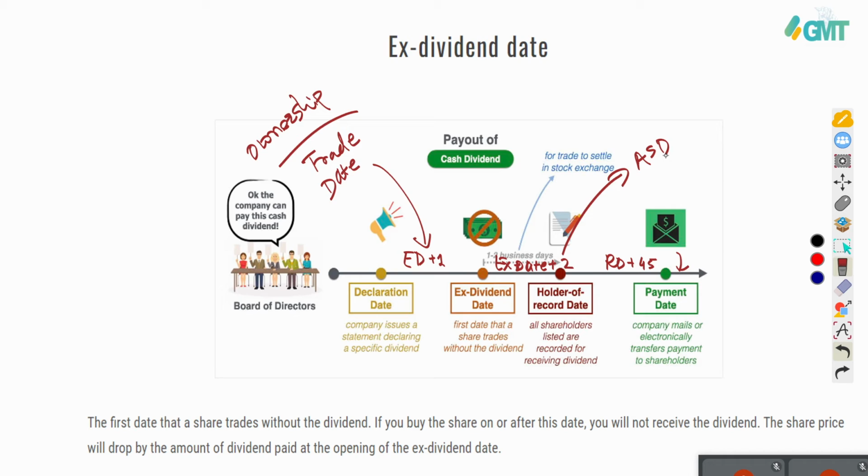But sometimes you would see security settle on a T plus 1 day basis as well. Let's say the security was purchased on a declaration date. Maybe it settled on the ex date, or on ex date plus 1. That also happens. When the security settles before the ex date, after the ex date and before the record date, or maybe after the record date, then that date you can call the CST.